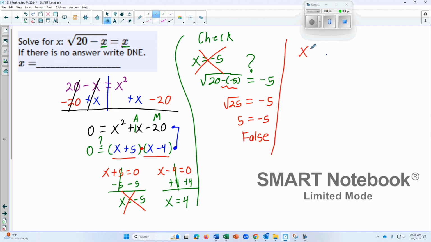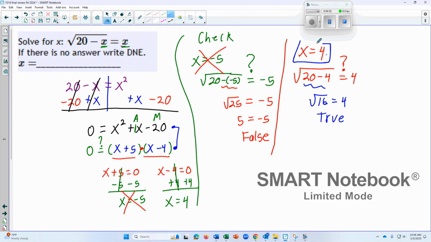So x equals positive 4. Once again, we plug it into those two spots. 20 minus 4, does that equal 4? We're asking ourselves, does that work? Well, 20 take away 4 is 16. Does the square root of 16 equal 4? Yes, it does. True. When I let x equal 4, it satisfied my original equation up here, and so that is my answer.